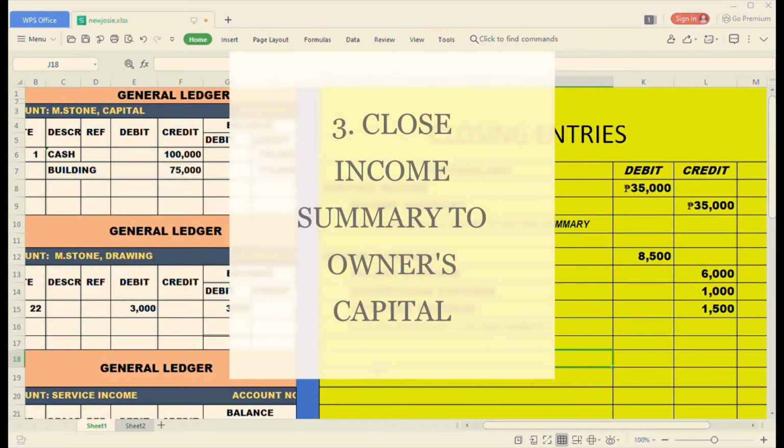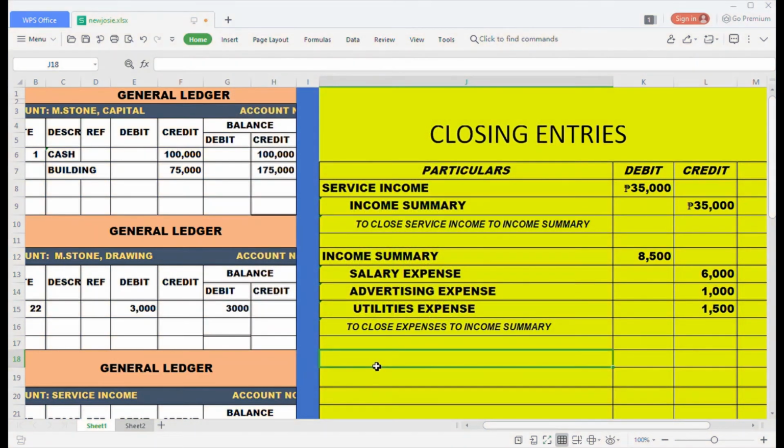Income summary naman yung i-close natin. Okay, so we close the income summary to the owner's capital. Kumbaga, i-transfer natin yung balance ng income summary to the owner's capital. How do we do that? Okay, so we are going to debit income summary. Have to credit M-Stone capital. Okay, so saan tayo kukuha ng mga amounts?